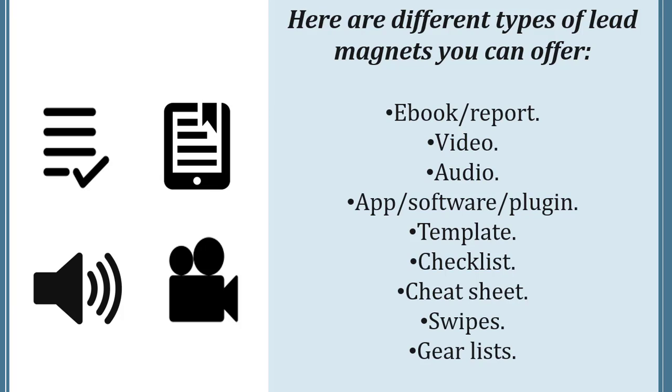lead magnet. Now, here are different types of lead magnets you can offer: ebook or report, video, audio, app or software or plugin, template, checklist, cheat sheet, swipes, gear list.